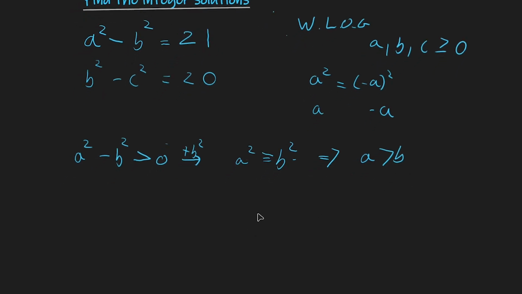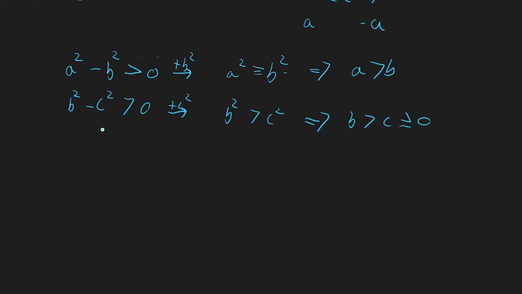Okay, and if we look at B squared minus C squared, we can see that that's greater than 0 as well. More specifically, it's 20, and that's greater than 0. And if we add C squared on both sides, then we get B squared, which is greater than C squared. And again, we have positive numbers, so we know that B is greater than C, which is greater than or equal to 0.